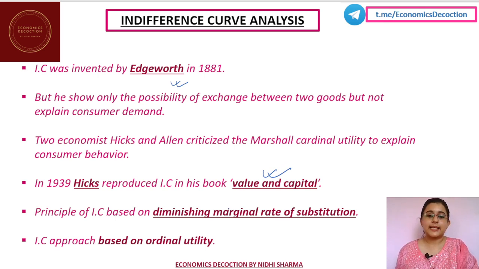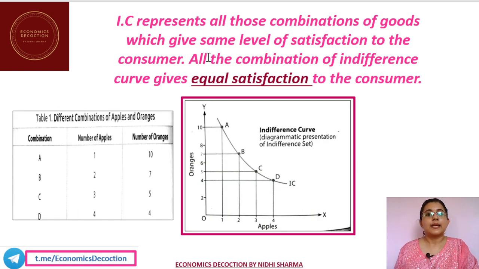So the principle of IC is based on the diminishing marginal rate of substitution. Now you must be wondering, what is diminishing marginal rate of substitution? You have to wait for a few minutes and watch this video till the end, because I'm going to let you know what it is. So the IC approach is based on the ordinal utility analysis. Now, an indifference curve represents all those combinations of goods and services which give the same level of satisfaction to the consumer.